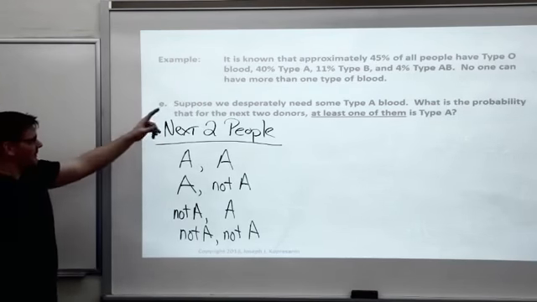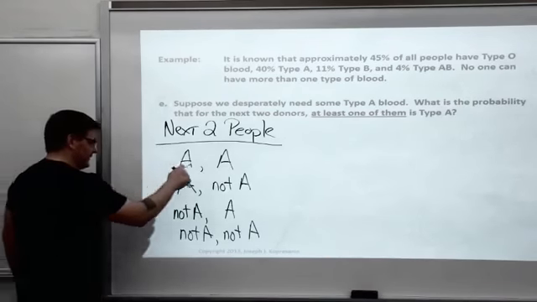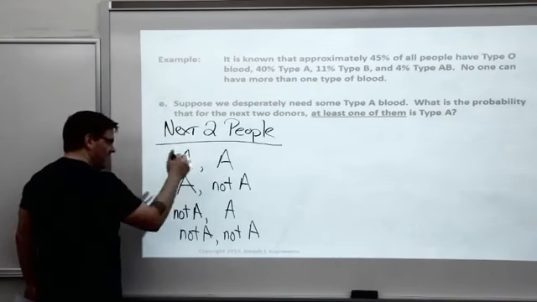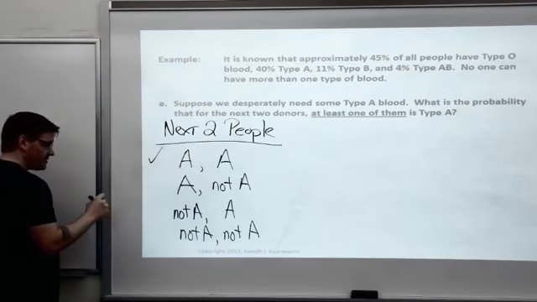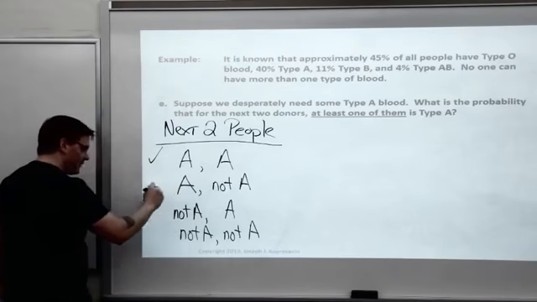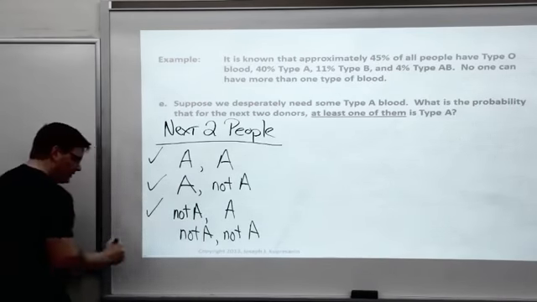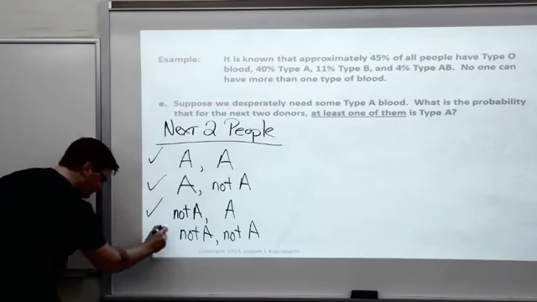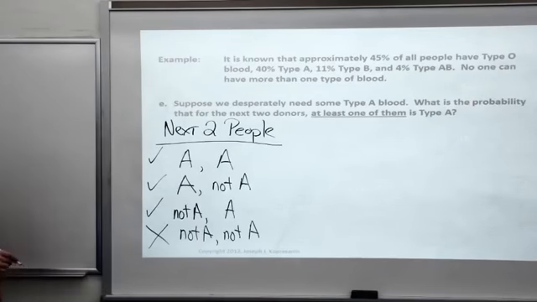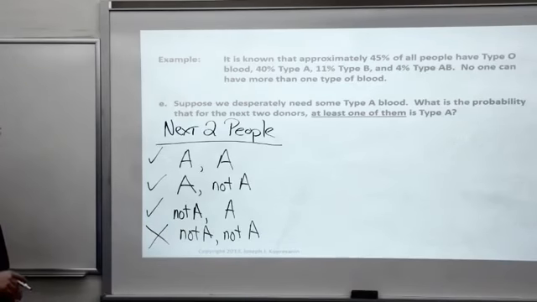here. I'm looking for at least one of them is type A. Is at least one of them type A? You betcha, right? So there's a check mark for that one. How about for the second one? Is at least one of them type A? Absolutely. Is at least one of them type A? Yes. Down at the bottom, that's the one bad one, right? That's the only case scenario where we don't get any A.